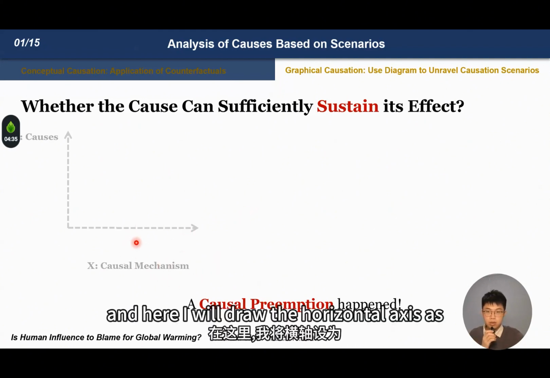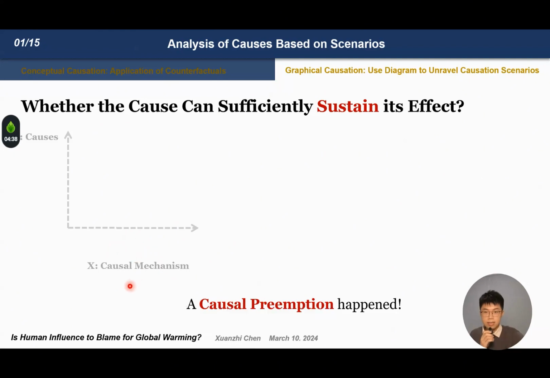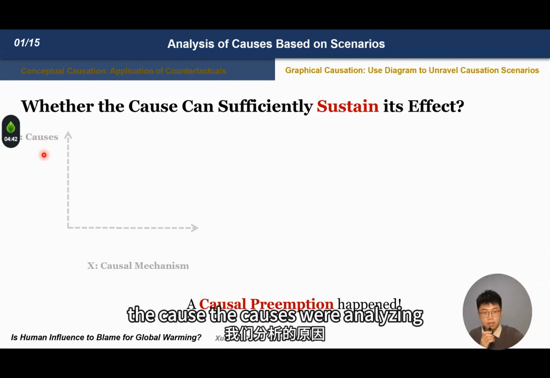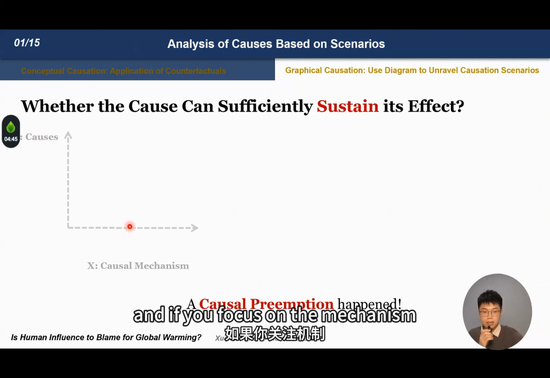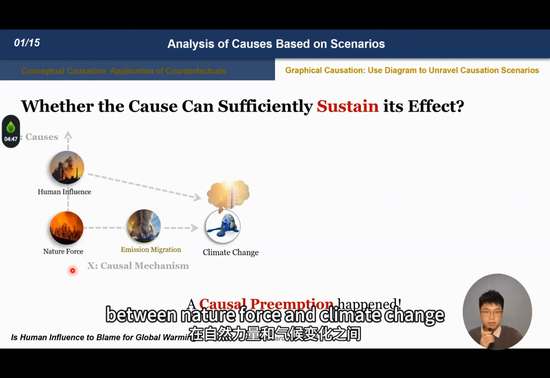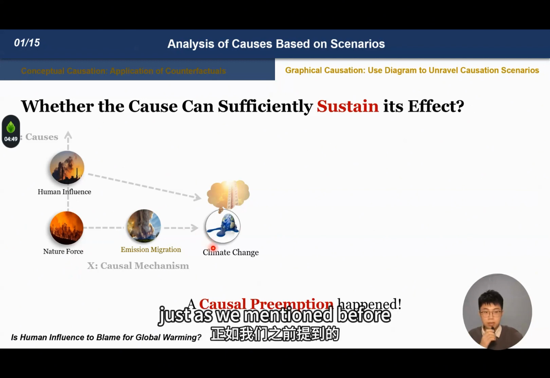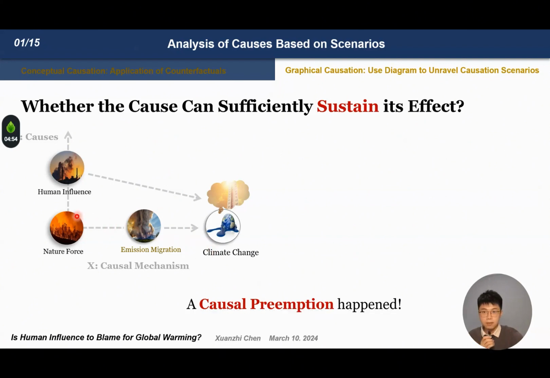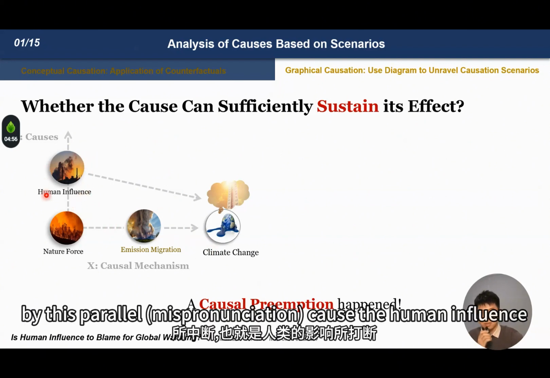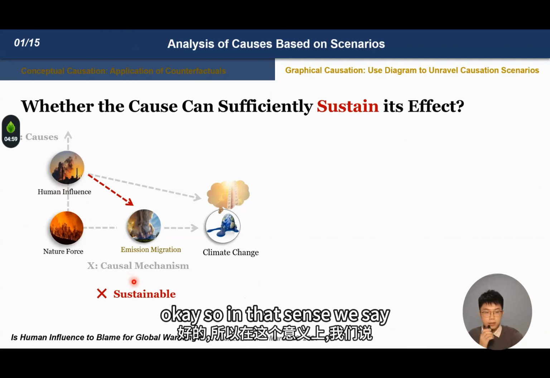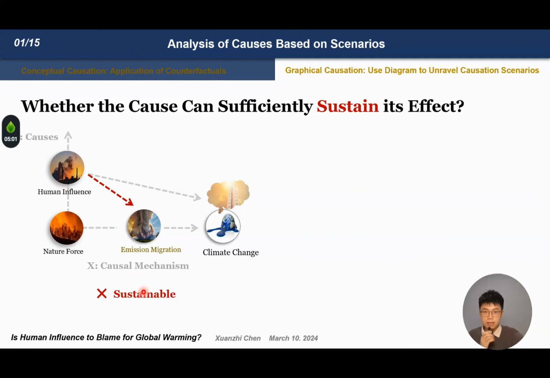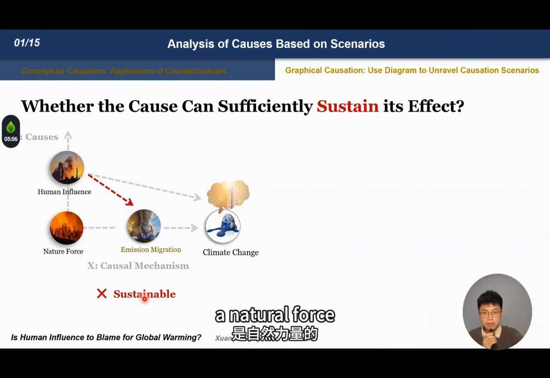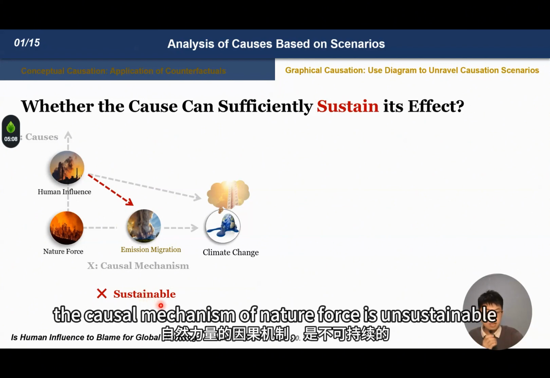And here I will draw the horizontal axis as the causal mechanism and the vertical one as the causes we're analyzing. If you focus on the mechanism between nature force and climate change, just as we mentioned before, we say the mechanism can sometimes be interrupted by this parallel cause, the human influence. Okay, so in that sense, we say the causal mechanism of nature force is unsustainable.